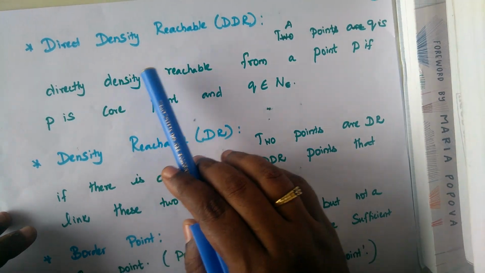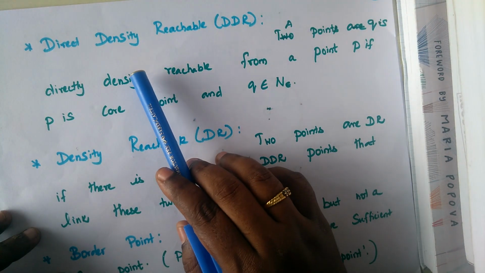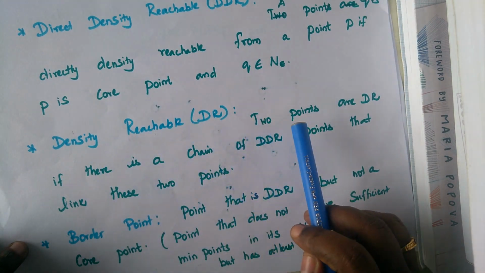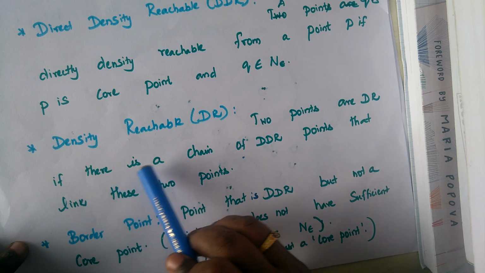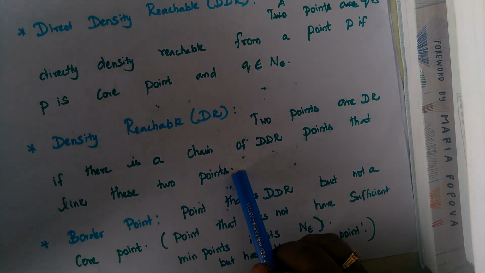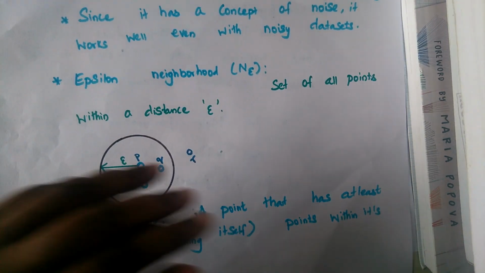So that is one direct density reachable point. The other points are density reachable points. Two points are density reachable if there is a chain of directly density reachable points that link these two points. Again, we'll understand this using this figure.